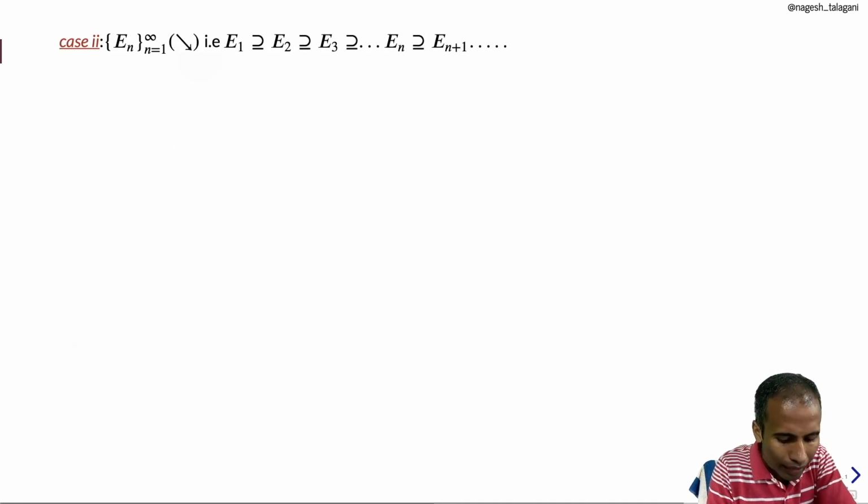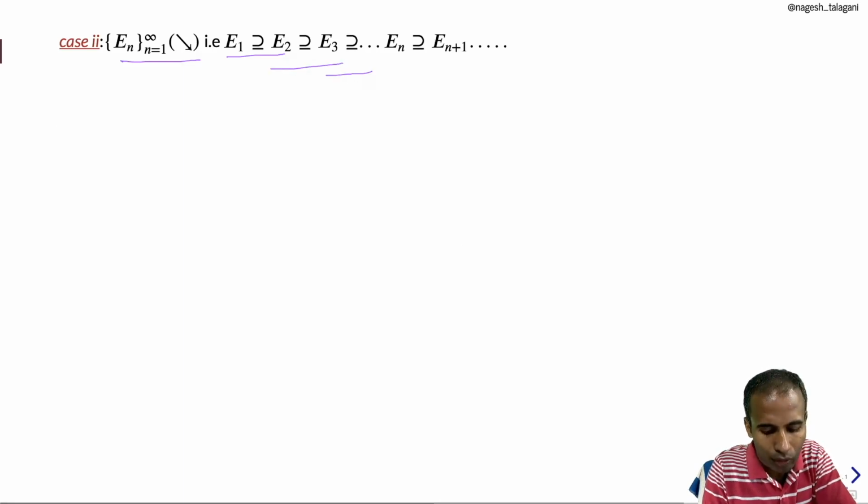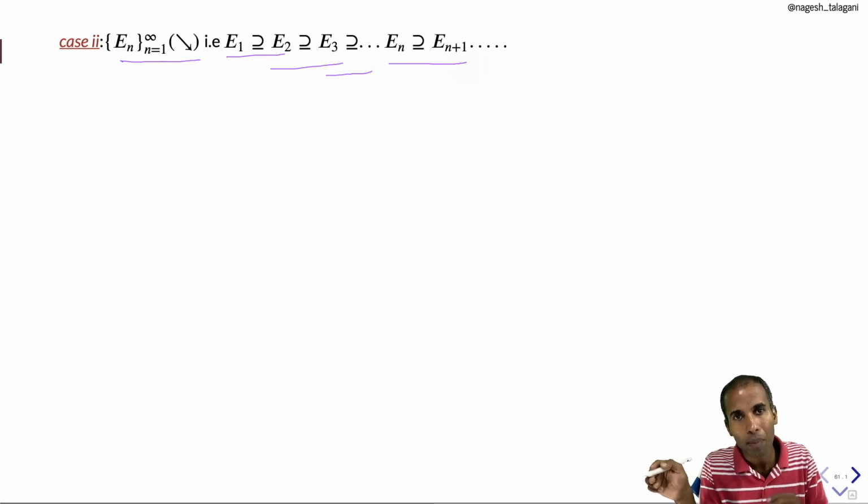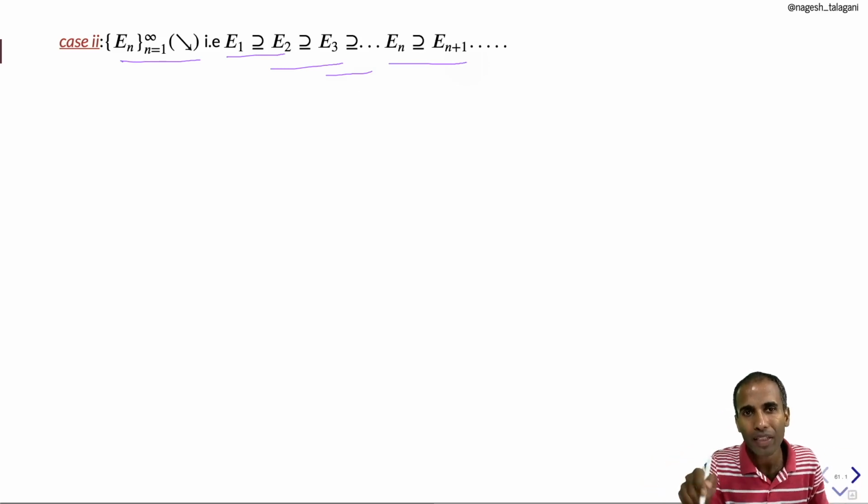If you take En, which is a decreasing sequence of events, that means E1 contains E2, E2 contains E3, E3 contains E4, and so on. In general, En contains En plus 1, and so on. In this case also, we want to show that the probability of limit En is the same as the limit of the probability of En. But in this case, limit En means the intersection n equal to 1 to infinity, right? Anyway, fine. We wanted to apply the previous case.